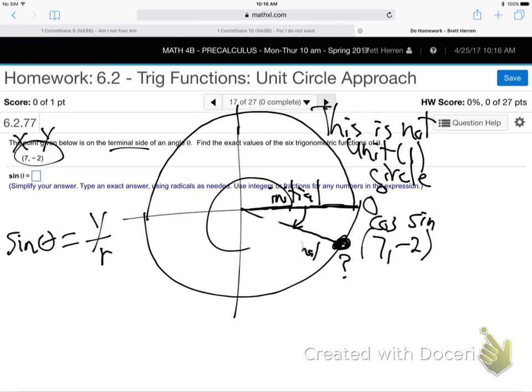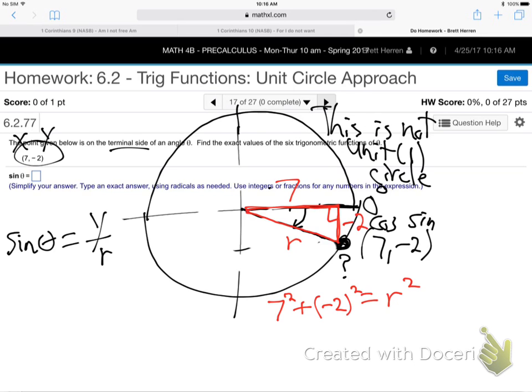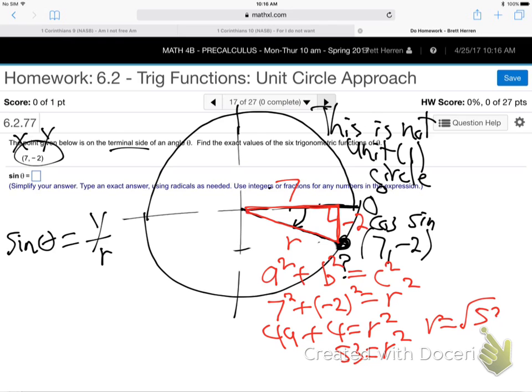You guys are totally right, the Pythagorean theorem. So the way we find the radius is the Pythagorean theorem. Let's go back and make a little triangle here. I know it's over 7. This is 7. This is down 2, so I can find the radius. It's a little right triangle. Over 7, down 2, as they told me. So 7 squared plus -2 squared is r squared. A squared plus b squared is c squared. So 49 plus 4 is r squared. 53 is r squared. So r is the root of 53.